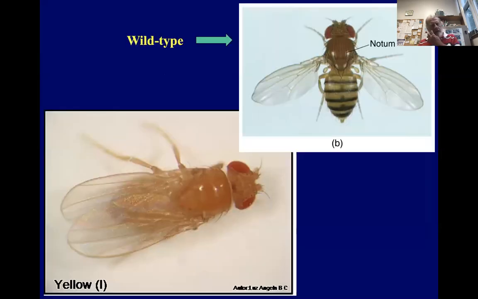And here's a yellow fly on the bottom and then a wild type fruit fly on top, showing you it's got some brown and black on it. I couldn't find a picture of a mosaic yellow fly to show you, however.